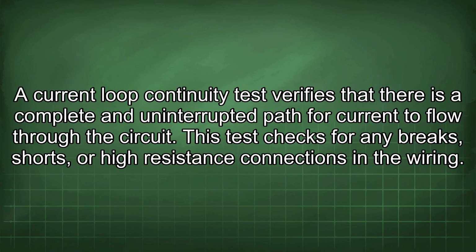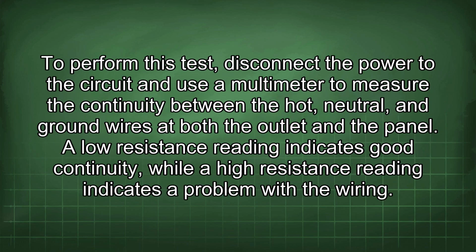A current loop continuity test verifies that there is a complete and uninterrupted path for current to flow through the circuit. This test checks for any breaks, shorts, or high resistance connections in the wiring. To perform this test, disconnect the power to the circuit and use a multimeter to measure the continuity between the hot, neutral, and ground wires at both the outlet and the panel. A low resistance reading indicates good continuity, while a high resistance reading indicates a problem with the wiring.